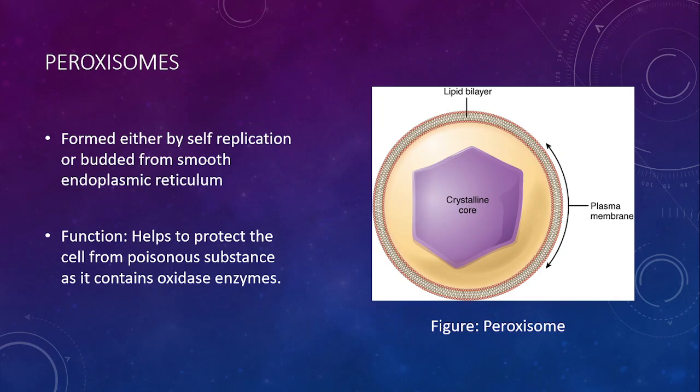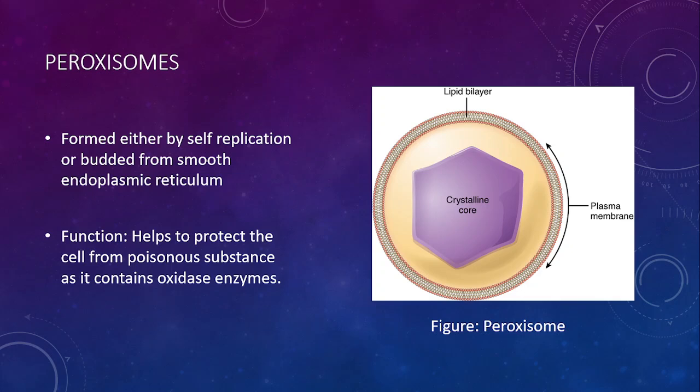So this detoxification process is called peroxidation, and this peroxidation process needs peroxidase enzyme, and this enzyme is provided by means of peroxisome. So this is the function of peroxisome.